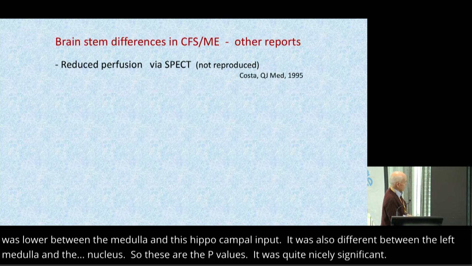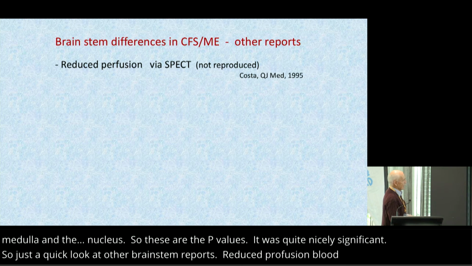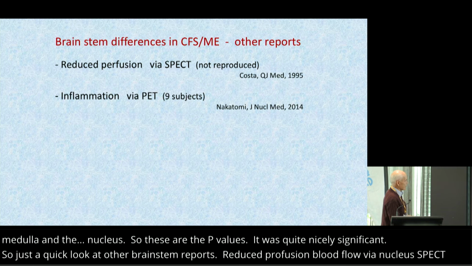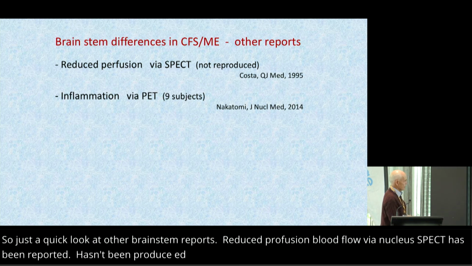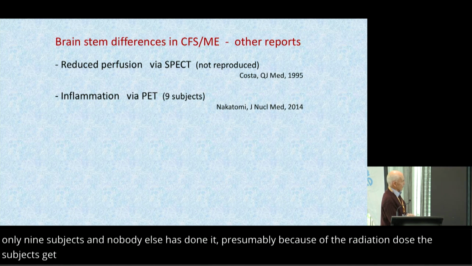So just a quick look at other brainstem reports. Reduced perfusion, blood flow via nuclear medicine SPECT has been reported, but hasn't been reproduced. Inflammation in the brainstem via PET has been reported, but only in 9 subjects, and nobody else has done it, presumably because of the radiation dose the subjects get, or more likely because they can't get controls to put up with the radiation dose.